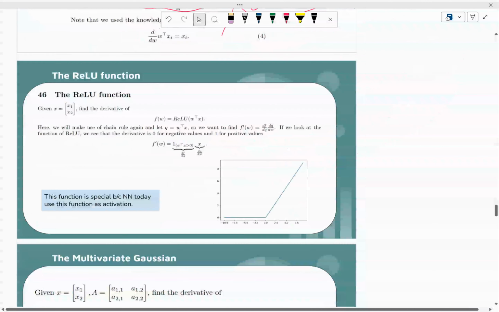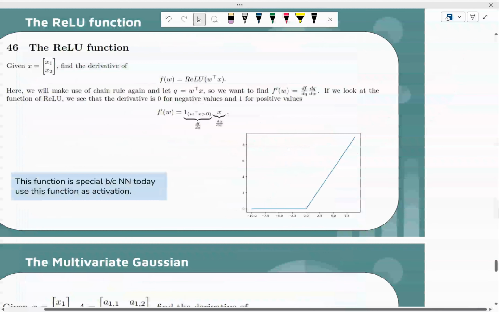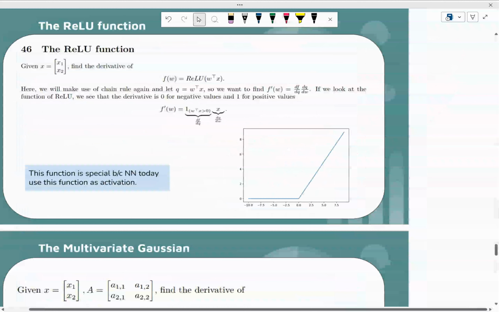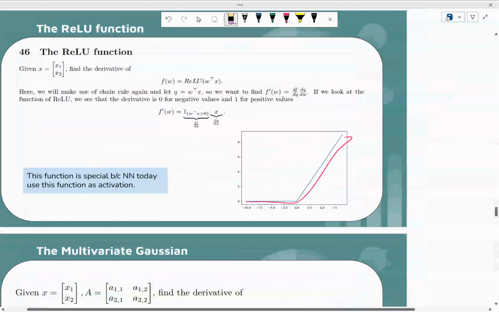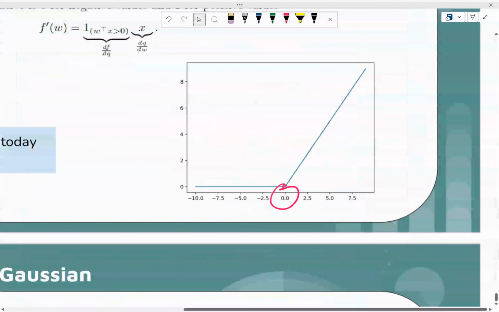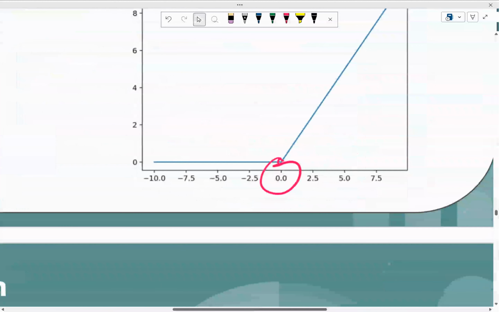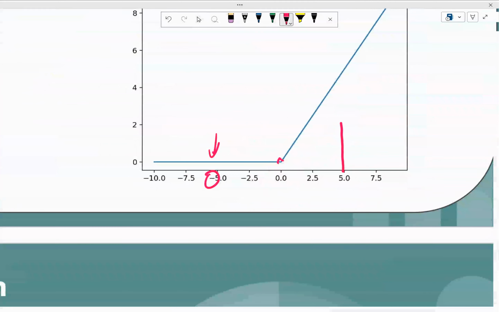Okay, the next function we're looking at is called ReLU. The ReLU function looks something like this. Now, if you plug anything below 0, so any negative number, this function will simply give you 0. And if you plug any positive number like 5 here, then this number will give you the exact number back. So 5 will give you 5. So this implies that the slope or the derivative is just 1.